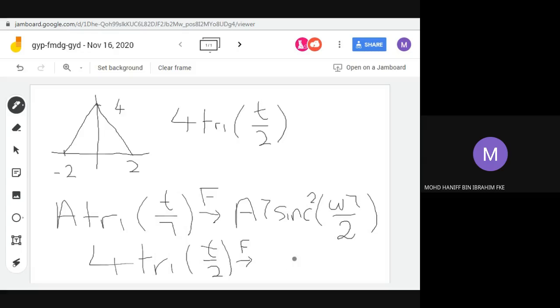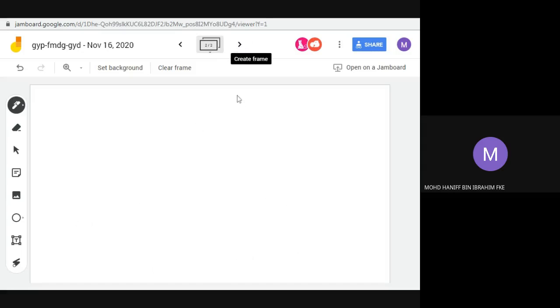So I'm supposed to get 8. 4 times 2 is 8. Sin squared. Okay, so I'm going to substitute tau equals 2, so I end up with sin of omega. Okay, so you get the point there. So that should be the case when you have 4 triangular t over 2. Its Fourier transform will be 8 sin squared omega. So let me see.